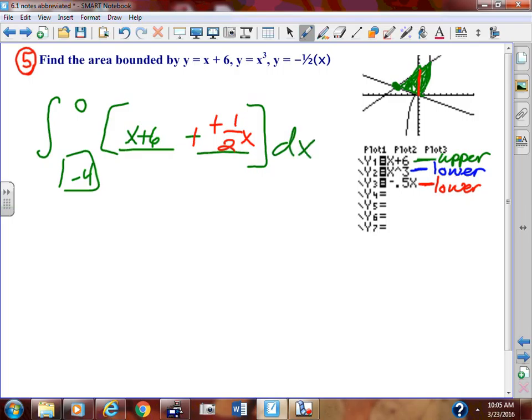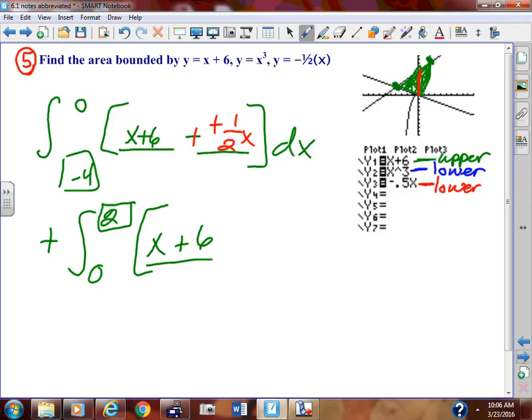All right, that's only part of my answer. The other part of my answer I'm going to need to add, picking up, where do I start this integral? 0, and where do I stop it? At 2. Is that where this intersects over here? Okay, hopefully y'all found that correctly. All right, upper function, you again always told me that x plus 6 was on the top, minus what's on the bottom for this one? X to the third, there you go. Got dx. So you get both of those, add them together, and that gives you your final answer then. Any questions?